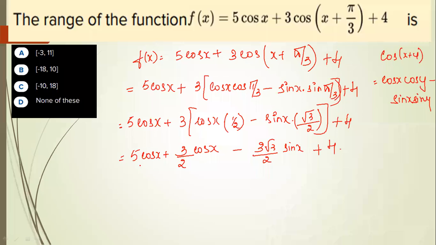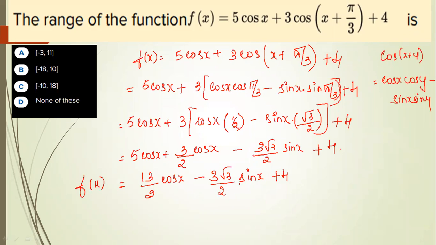Okay, simplify this. If you simplify this, that is 5 cos x plus 3 by 2 cos x, what you have to do? You have to take an LCM and simplify. So if you take an LCM, you'll get it as 13 by 2 cos x, minus 3 root 3 by 2 sin x plus 4. So this is the simplified version of the given function.